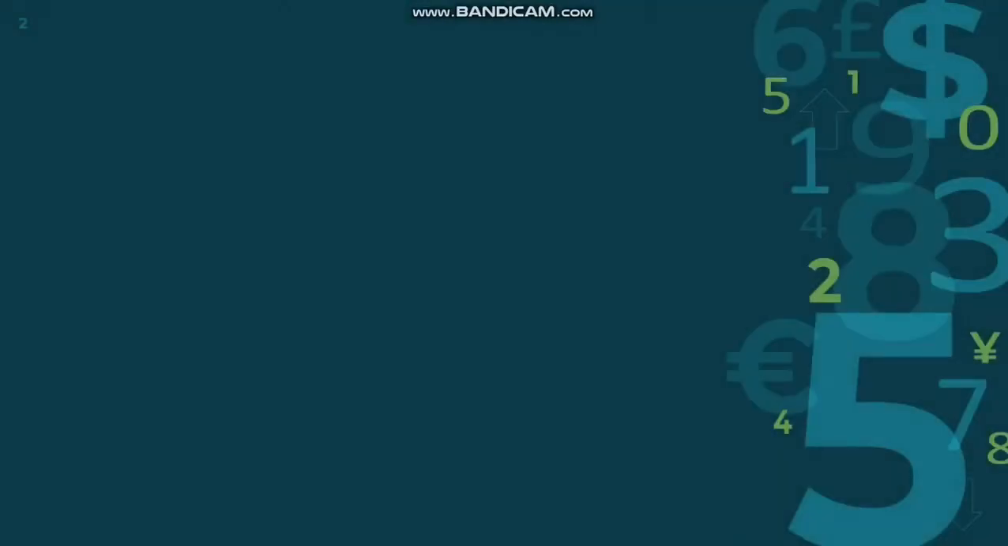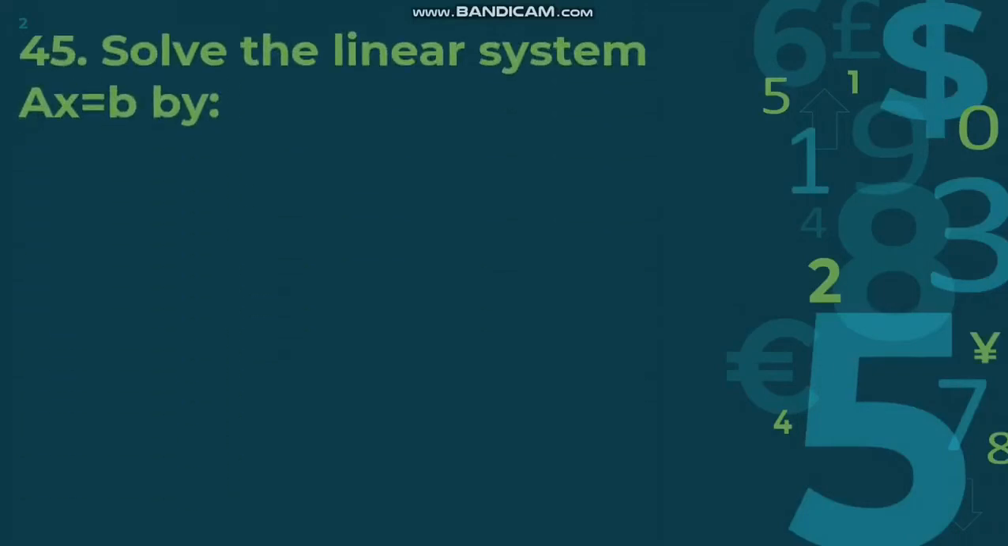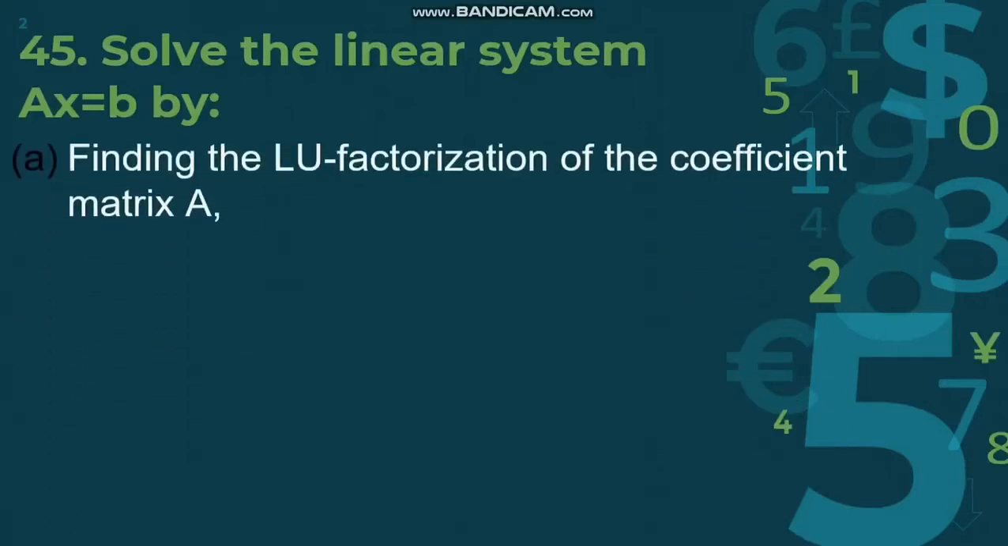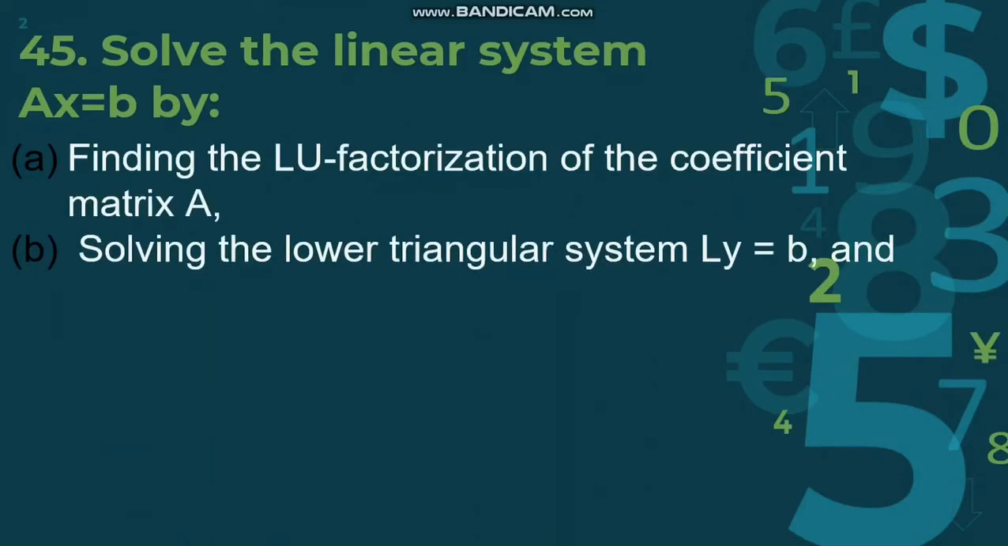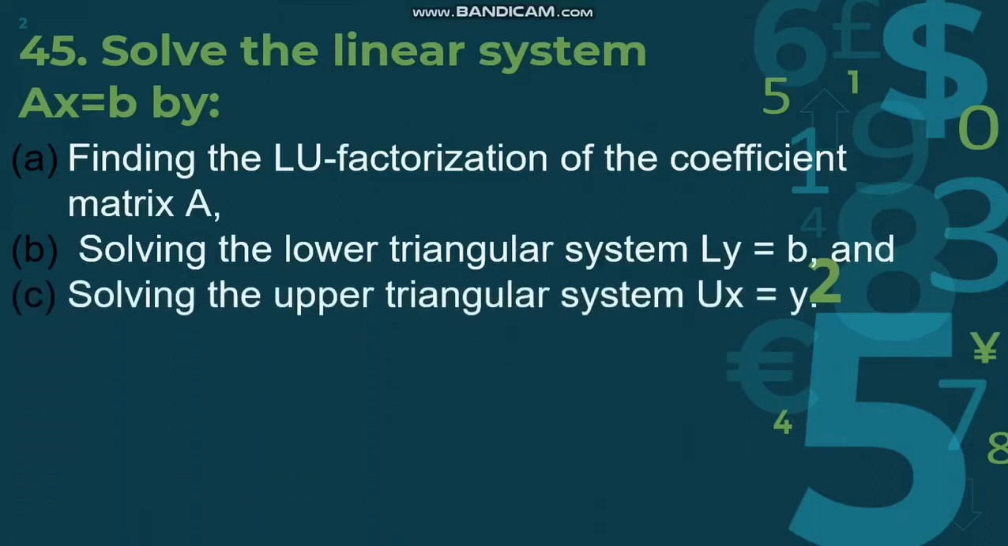And I will answer one of the exercises in 2.4, that is number 45. Solve the linear system AX is equal to B by A. Finding the LU factorization of the coefficient matrix A. B. Solving the lower triangular system Ly is equal to B. And C. Solving the upper triangular system Ux is equal to Y.